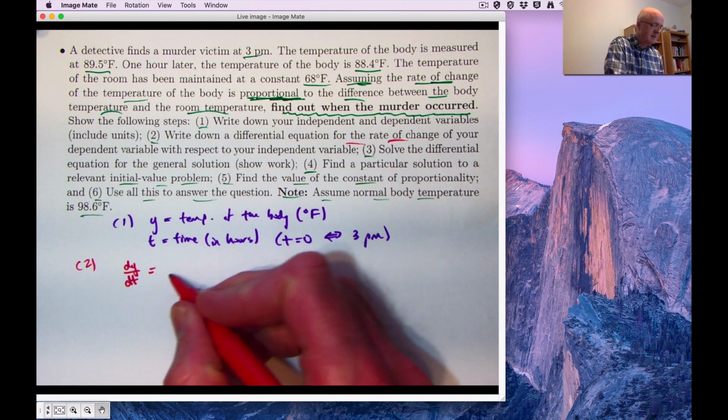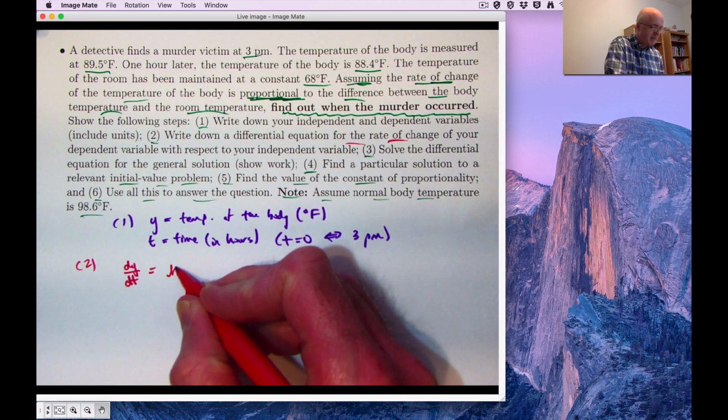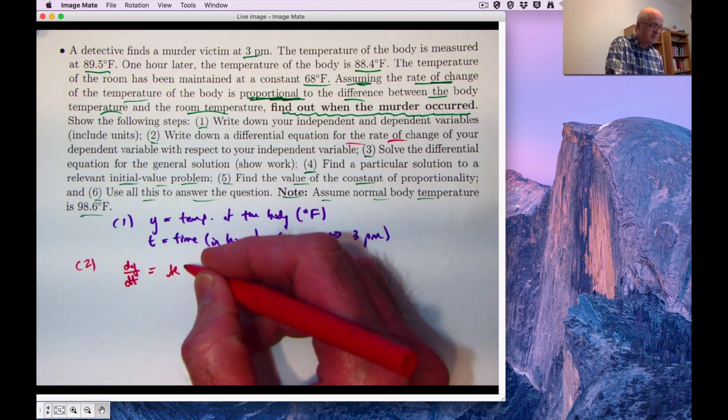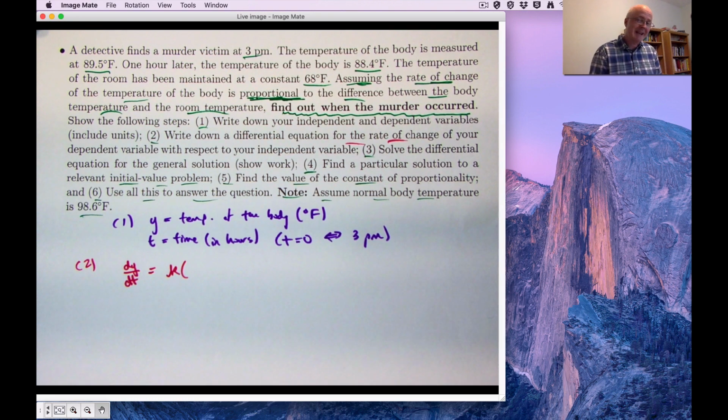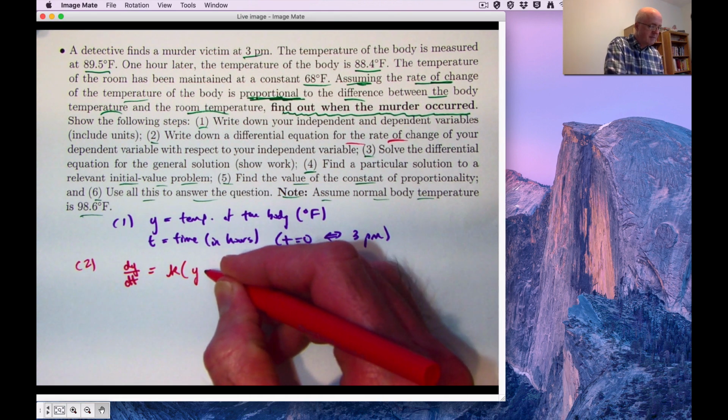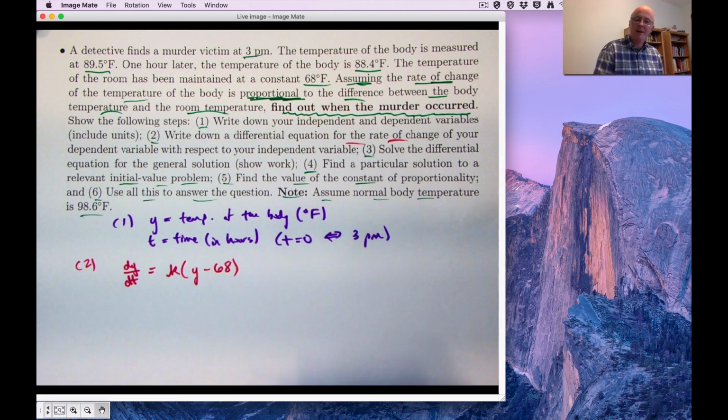You could write the constant multiple as, well, let me leave a little space here initially. Let me go ahead and write a k there as my initial constant of proportionality. But then I'm going to put a negative sign in front of it. Maybe you want to pause the video and think about why I might do that. Times, in parentheses, the temperature of the body minus the room temperature, y minus 68.